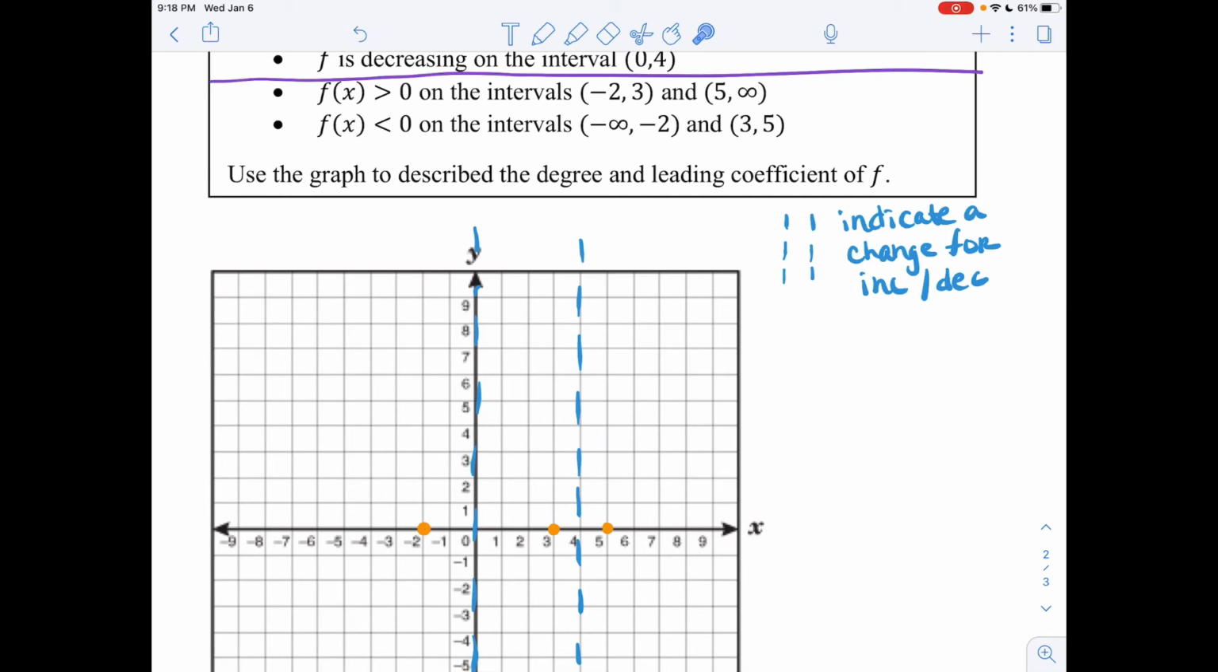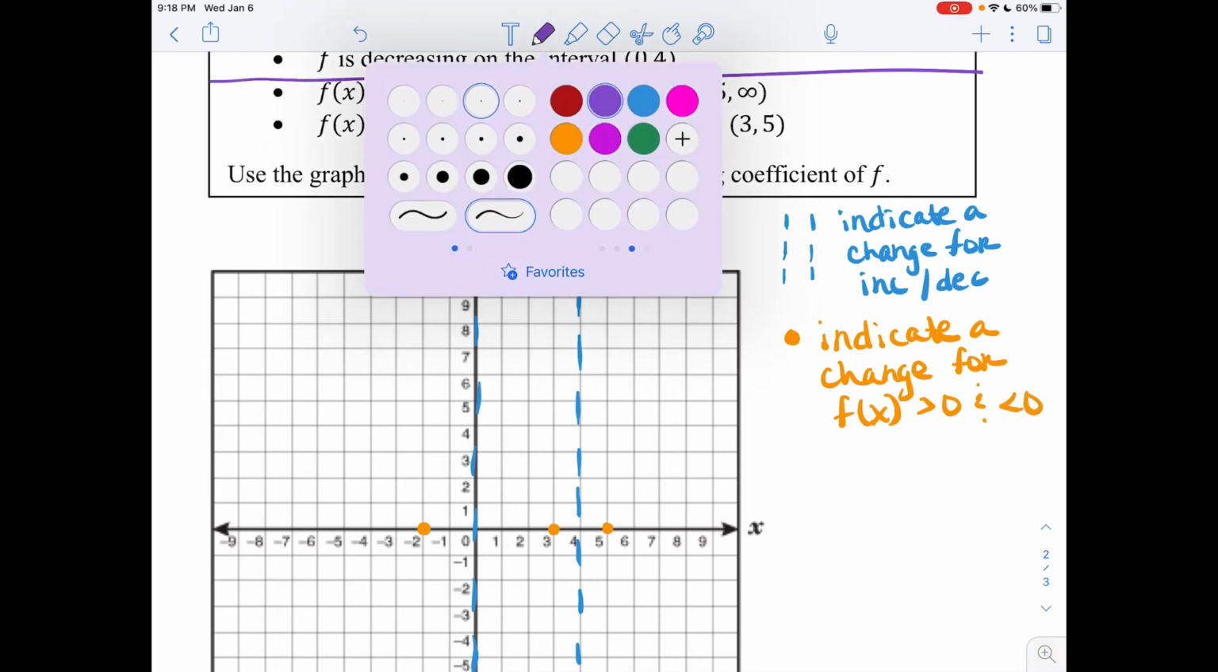And then finally, between 3 and 5, we are also down low. So we're down here somewhere between 3 and 5. So let's again just indicate that a dot is going to indicate a change for f of x either being greater than 0 and where it's less than 0. Okay, so based on that, we can draw a rough sketch.